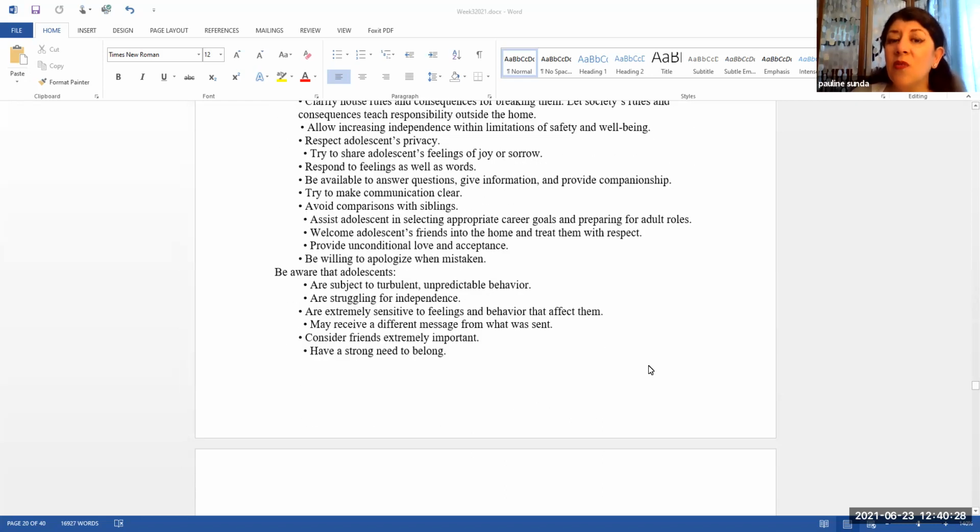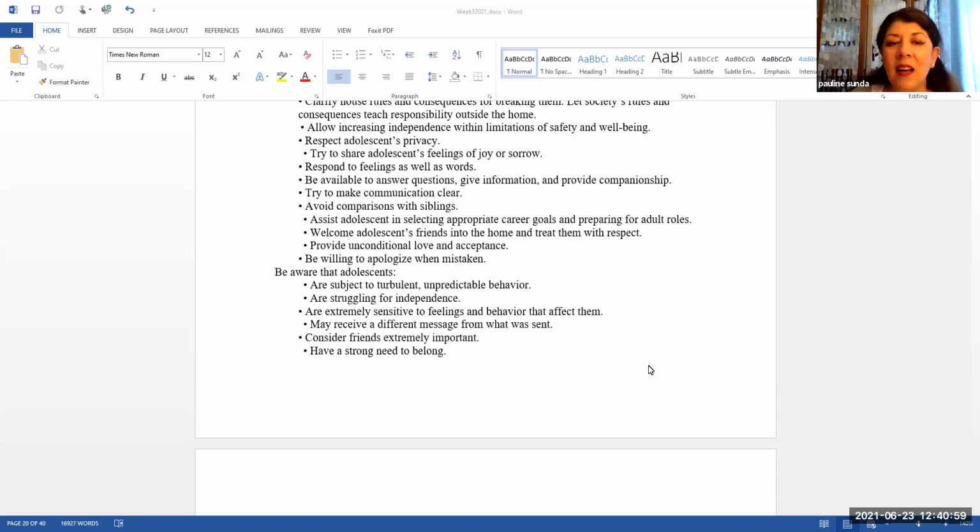Respond to feelings as well as words. Be available to answer questions, give information, and provide companionship. Try to make communication clear. Avoid comparisons with siblings. Assist adolescents in selecting appropriate career goals and preparing for adult roles. Welcome adolescents' friends into the home and treat them with respect. Provide unconditional love and acceptance. Be willing to apologize when you've made a mistake.